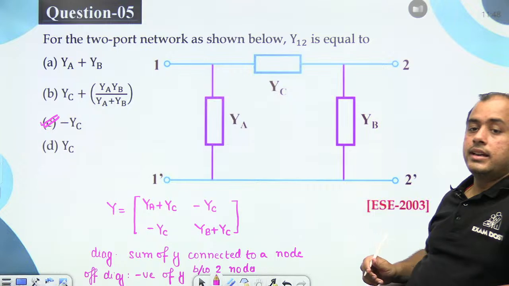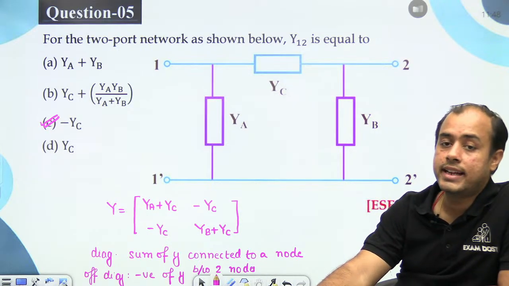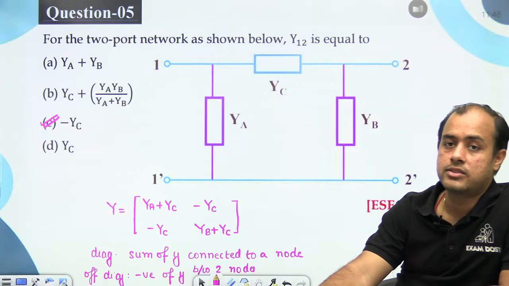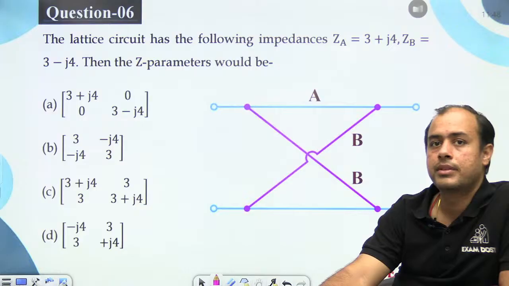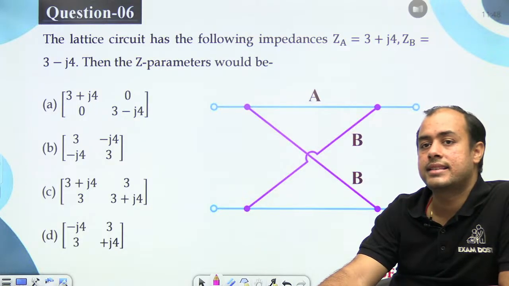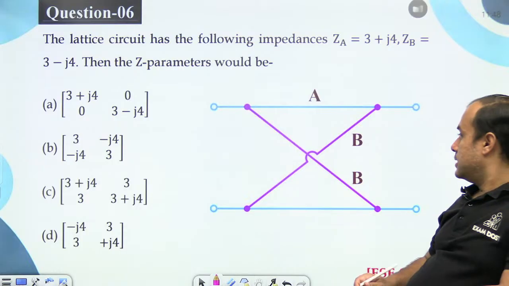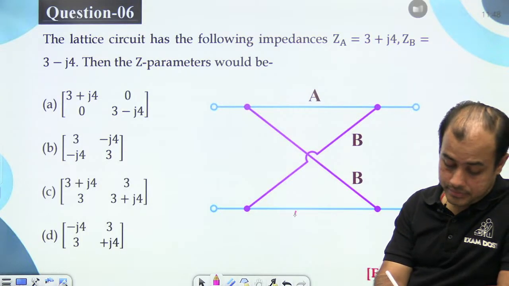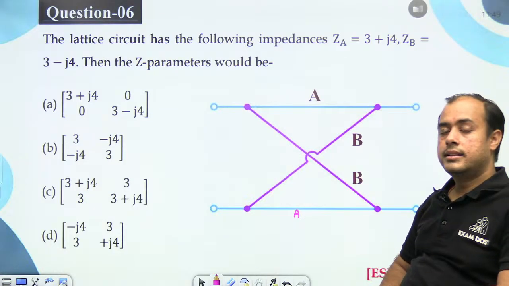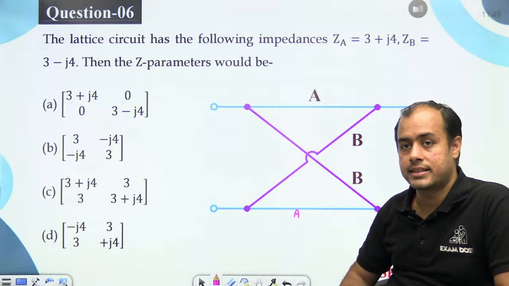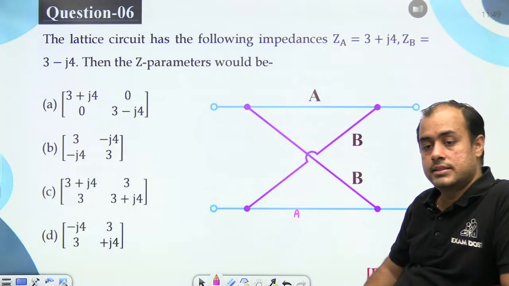ESE 2003. तो पाई नेटवर्क के डायरेक्टली y पैरामीटर पता होने चाहिए और T नेटवर्क के Z पैरामीटर. You must always know the Y parameters of a pi network and the Z parameters of a T network. A lattice circuit has ZA and ZB. The Z parameters are... Again ESE 2003. ZA and ZB is given. It is asking us the Z parameters.